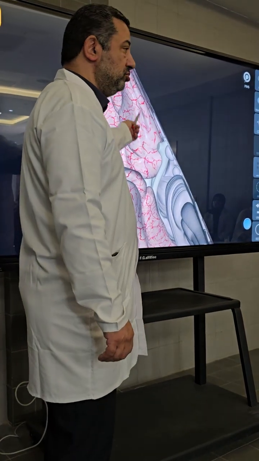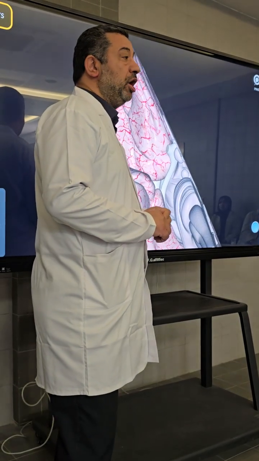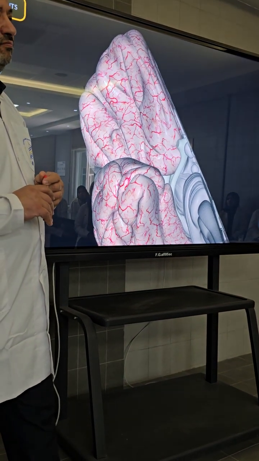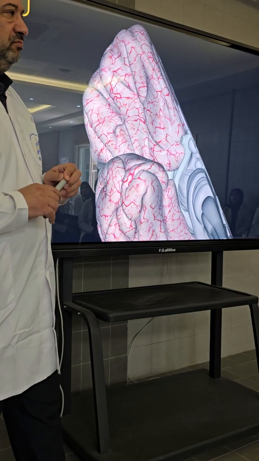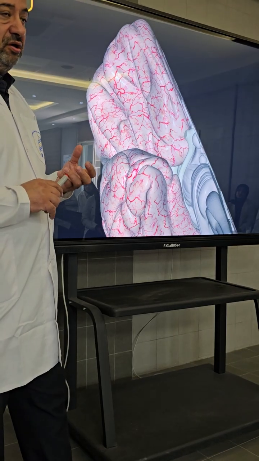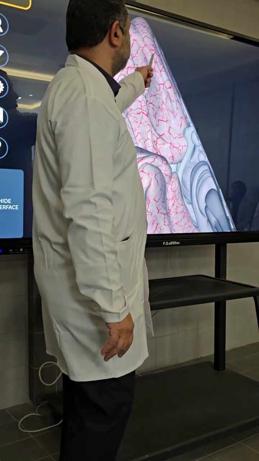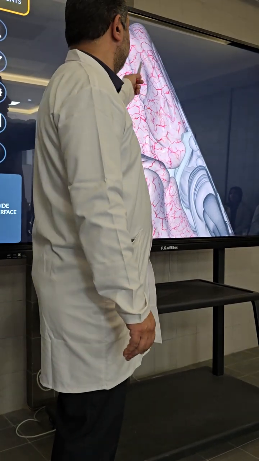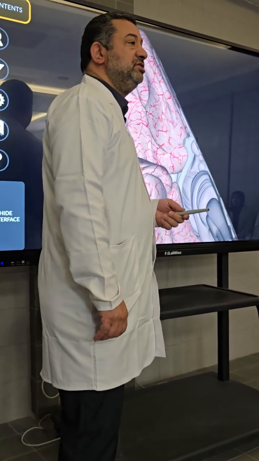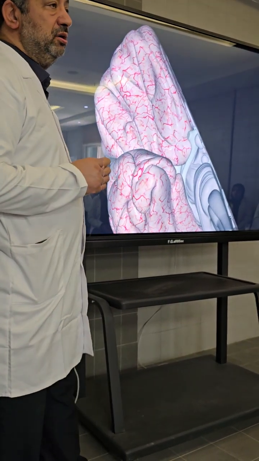Medial to the olfactory sulcus, there is the straight gyrus. What's the function of the straight gyrus? Higher cognitive functions. And lateral to the olfactory sulcus, there is the orbital area that is related to decision making and integration of emotional processes.